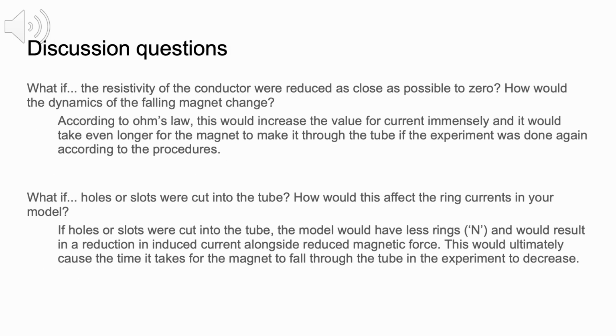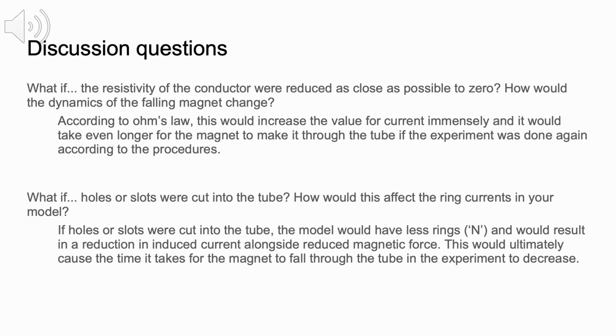Answering the discussion questions. What if the resistivity of the conductor were reduced as close as possible to 0? How would the dynamics of the falling magnet change? According to Ohm's law, which is V equals IR, this would increase the value of the current immensely as the resistivity of the tube approaches 0, and it would take even longer for the magnet to make it through the tube if the experiment was done again using the same procedures.